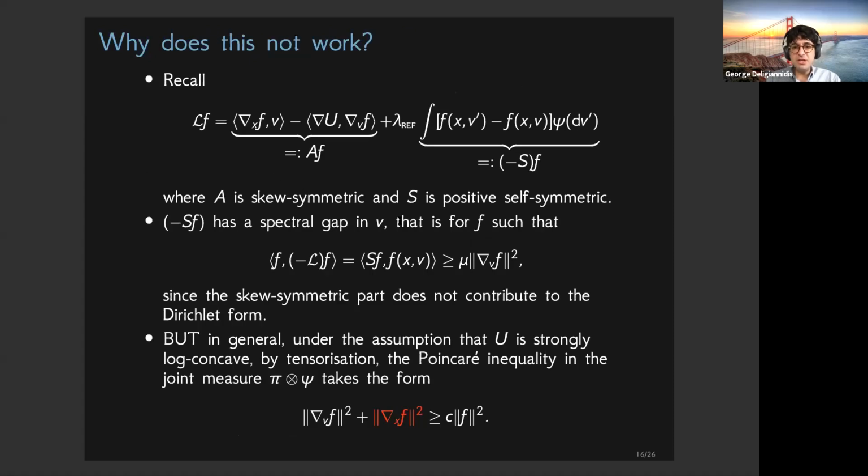Now, the issue here is that if you try and do this directly with the L2 norm, you will get the Laplacian, but this will be the Laplacian only in the V dimension, okay? So this is not enough to force coercivity, because if you look at the product measure, then the Poincaré inequality that holds also contains this red term that you can see here at the bottom of the page.